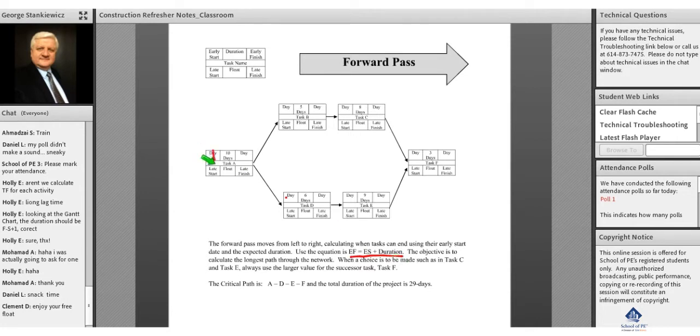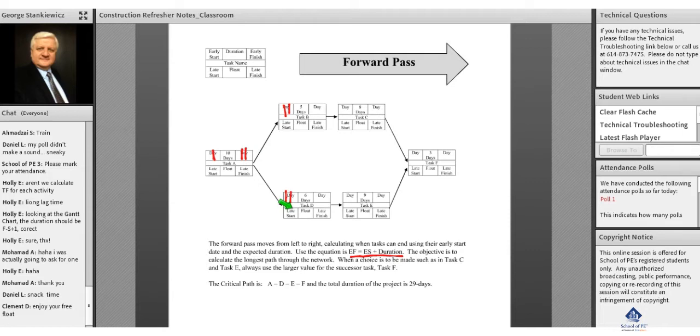So we have our time convention, our day one, and we have day one listed there. So task A, day one, is the early start. We use the equation early finish is equal to the early start plus the duration. So 1 plus 10 is equal to 11. We immediately take 11 and we put it into our task B and our task D. So we're just following along and we're doing this.